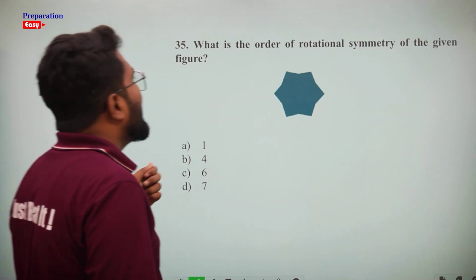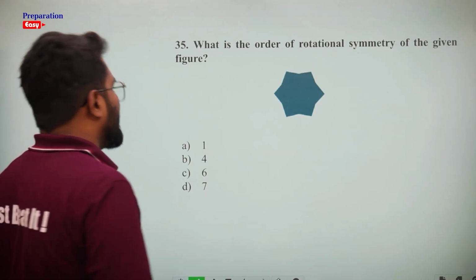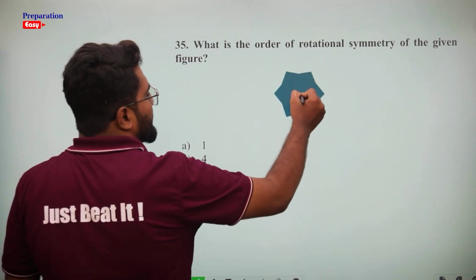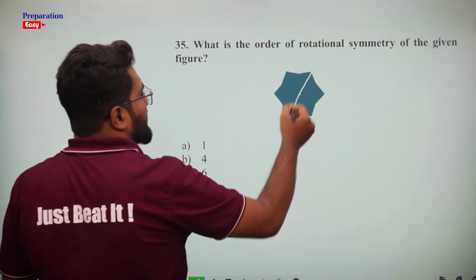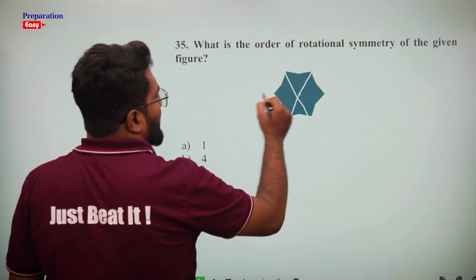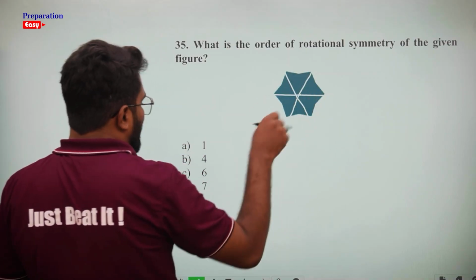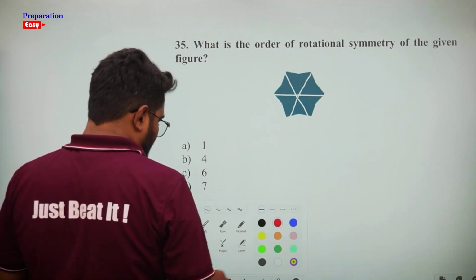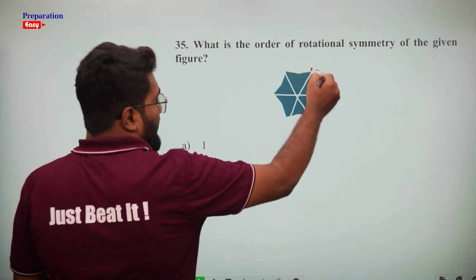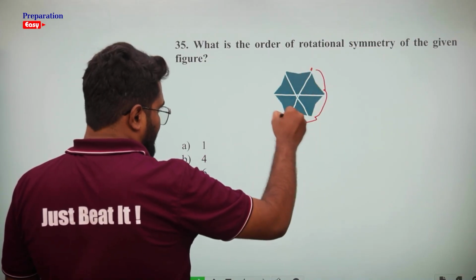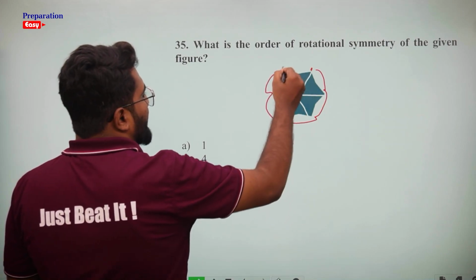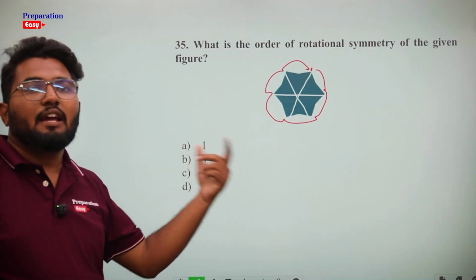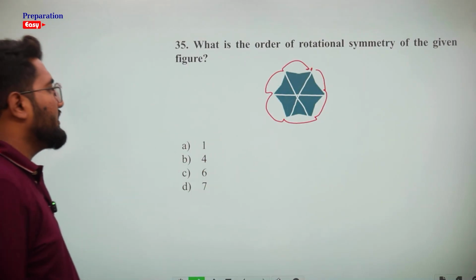Next question is, what is the order of rotational symmetry of the given figure? To find the rotational symmetry, we will put here first, second, third. So how much rotational symmetry is it? 1, 2, 3, 4, 5 and again 6. So the shape has 6 rotational symmetry.